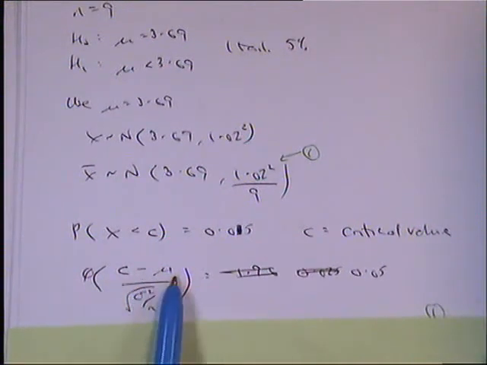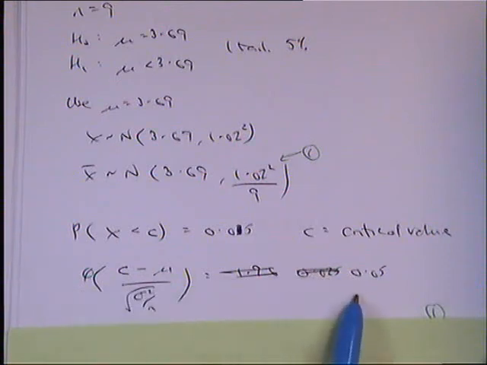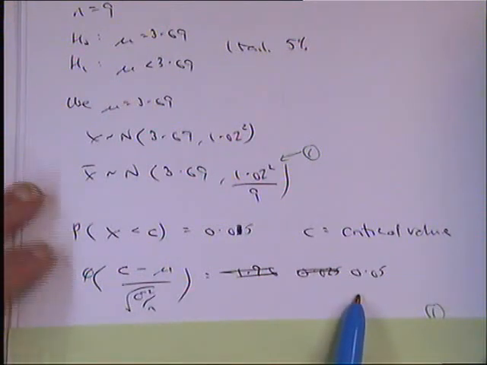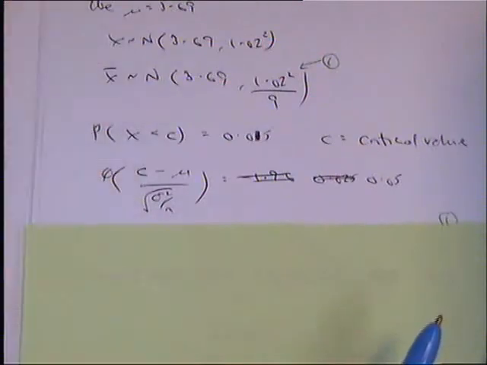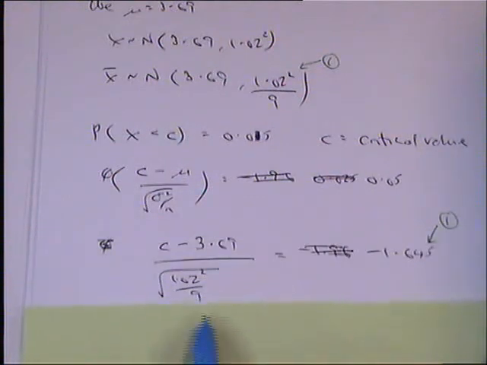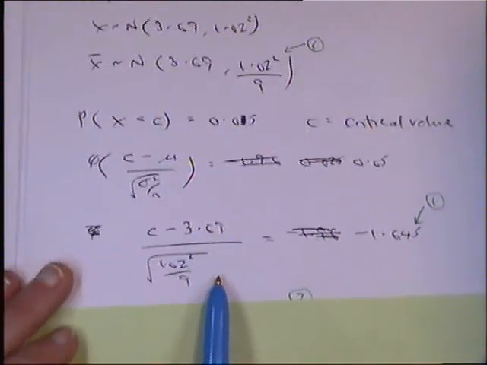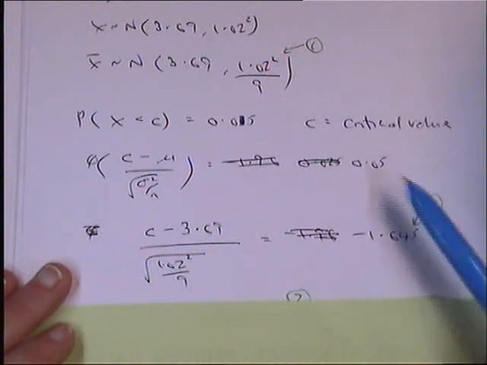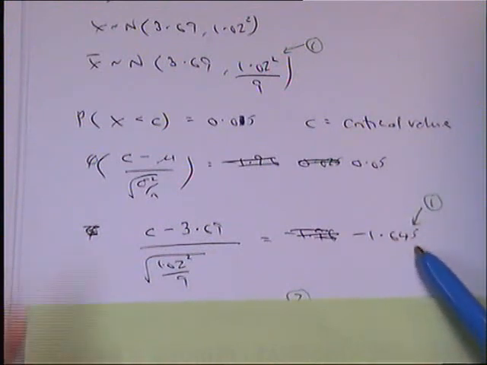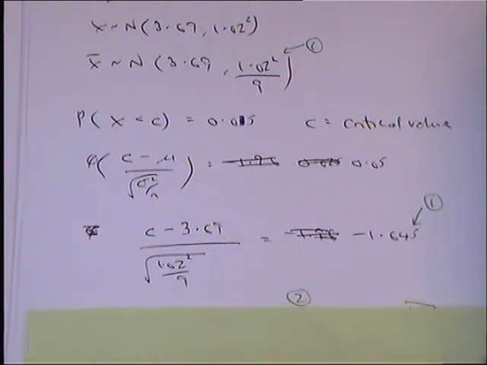It's x minus mu over standard deviation. Phi of that is 0.05 because it's a one-tail test. Take the inverse phi of both sides: inverse phi this side and substitute the values in. Inverse phi of 0.05, you get minus 1.645. Then it's just a case of rearranging that to get C, which comes out to be 3.13.